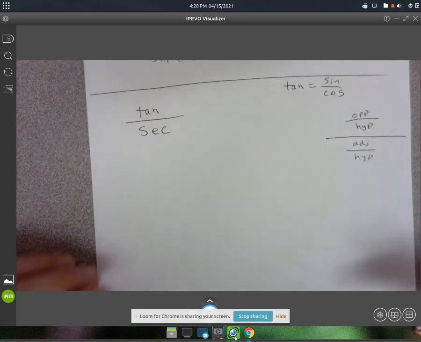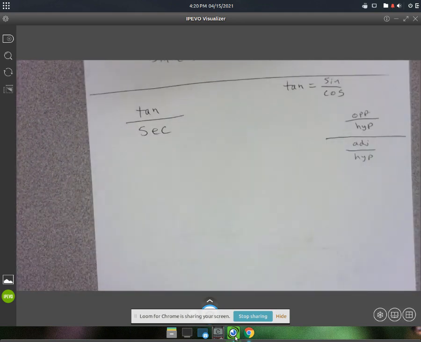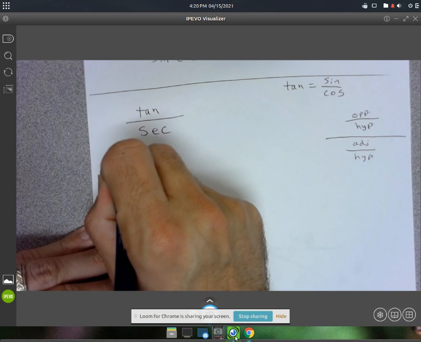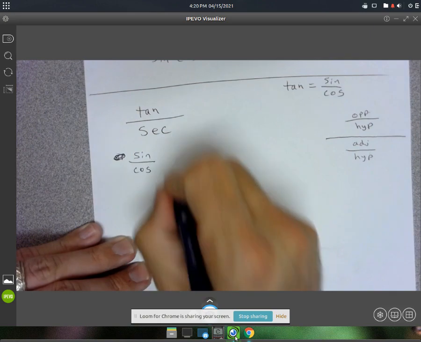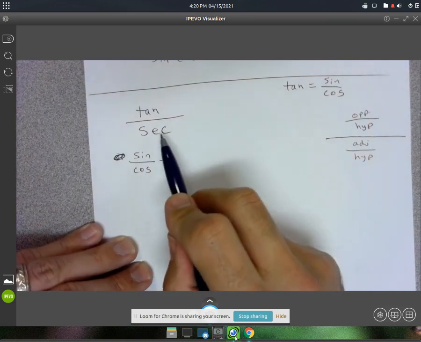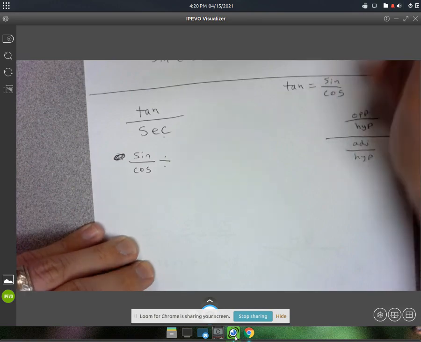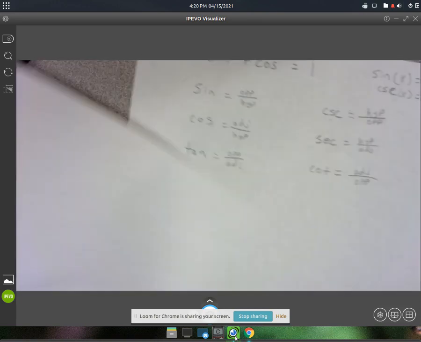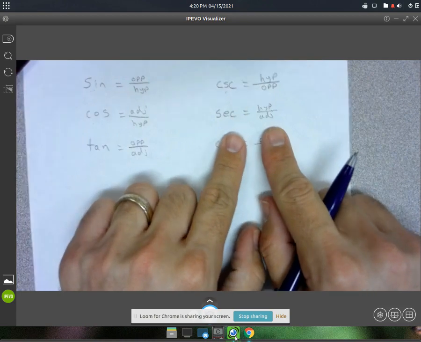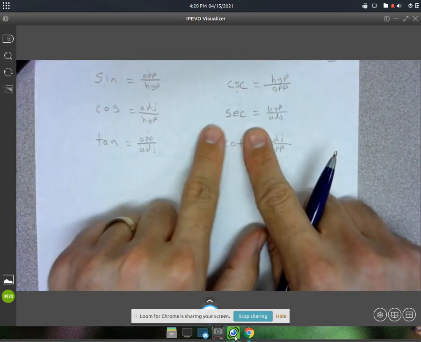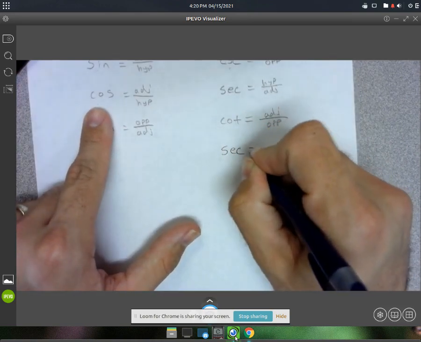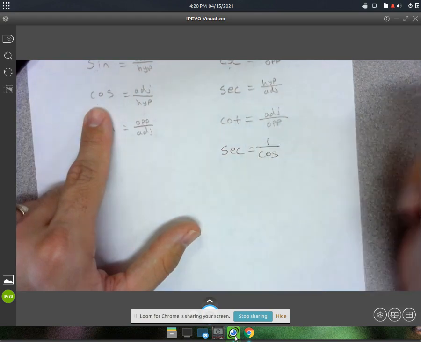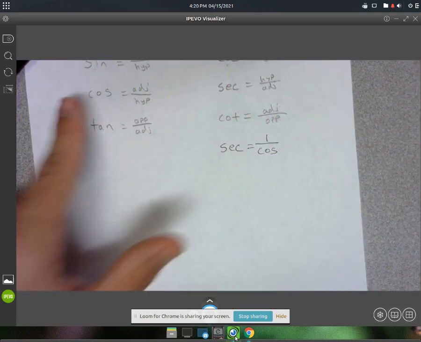So what we're going to do here is rewrite these in terms of sine and cosine. Tangent is equal to sine over cosine, and then divided by secant. I mentioned that secant was hypotenuse over adjacent, but it's also the reciprocal of cosine. So you can also define secant to just be 1 over cosine.